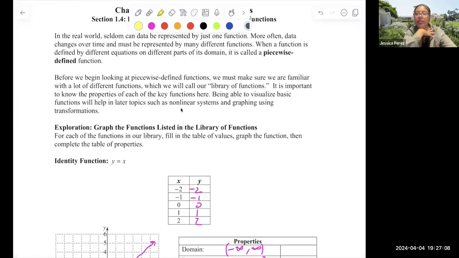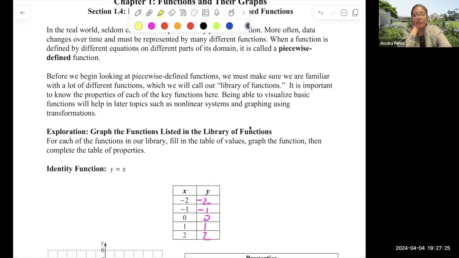It is important to know the properties of each of these functions. Being able to visualize basic functions will help you in later topics such as nonlinear systems and graphing using transformations, which is another thing that we're going to do. So let's do an exploration.